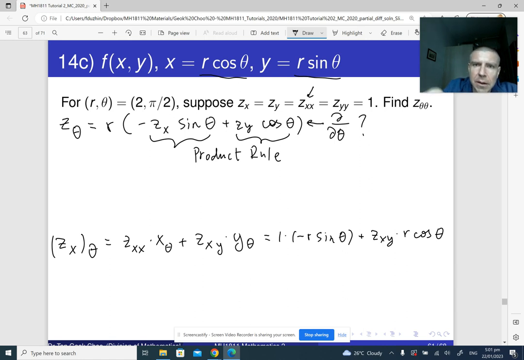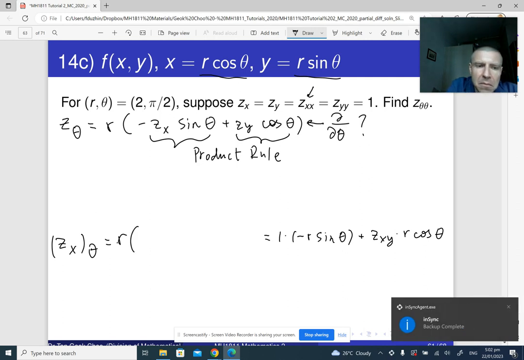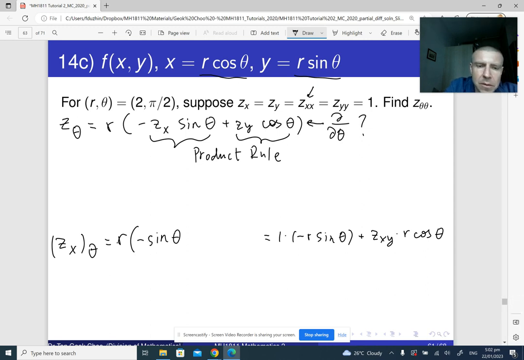All right, and let me insert it here. What we get is really r times (minus sine theta plus zxy cosine theta).